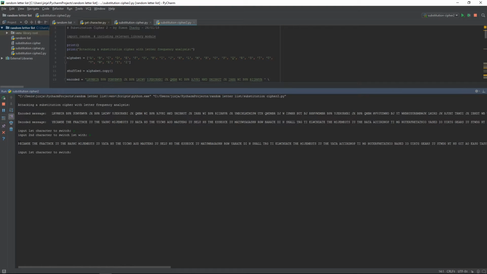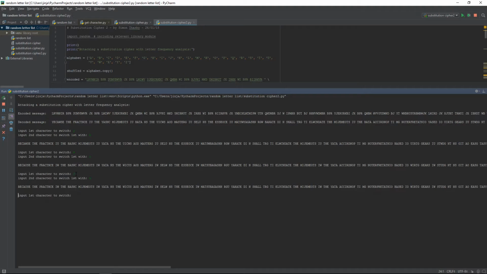And now we're getting this. So we're getting because, except W is wrong, so W for U. Because the practice, F for P, because the practice, something, the basic, so N for I, and I'm guessing essence, right? So O to N.